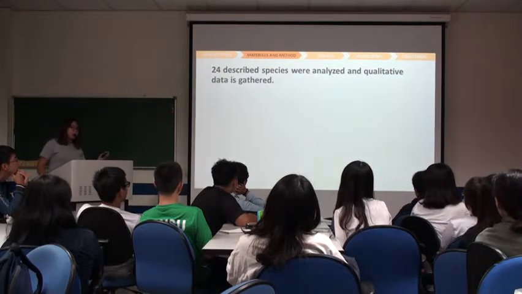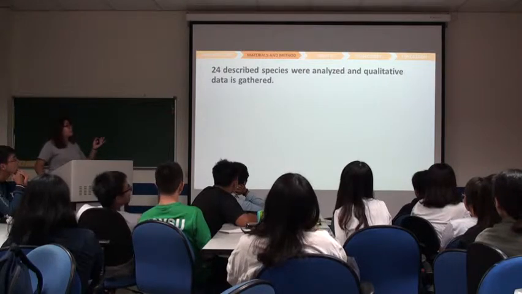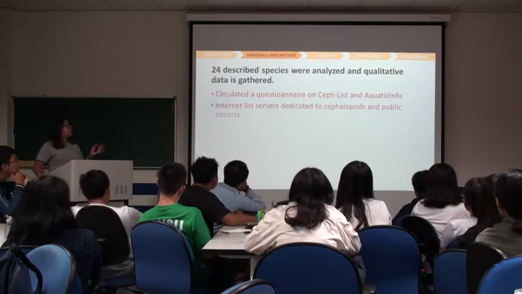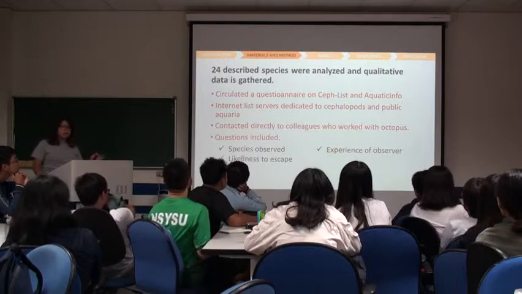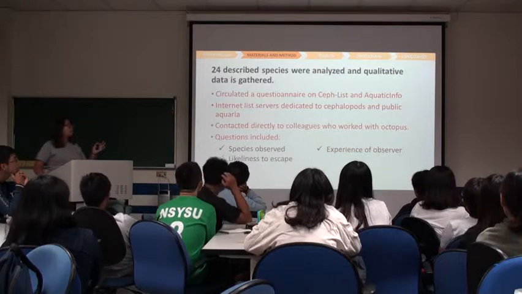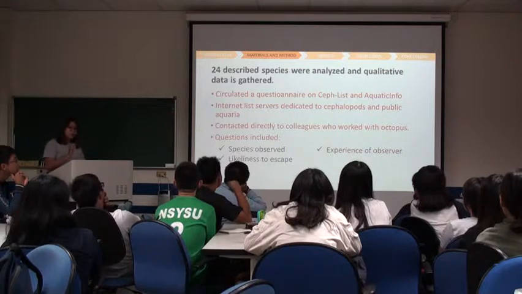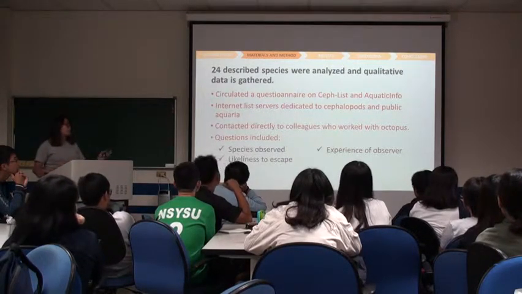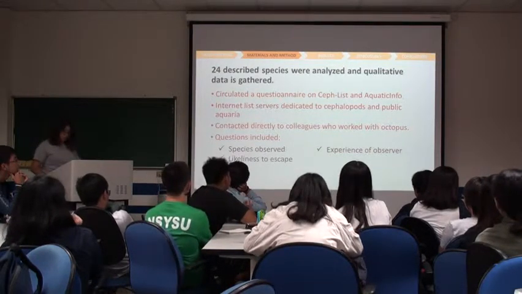My materials and methods are very easy. I will collect 24 described species, which will be analyzed, and qualitative data together. We will circulate a questionnaire with a species list and quantitative information. Internet list servers dedicated to cephalopods and public aquariums that keep octopuses will be used. We will also contact colleagues directly who work with octopuses. The questions included species observed, likeliness to escape, and experience of the observer.